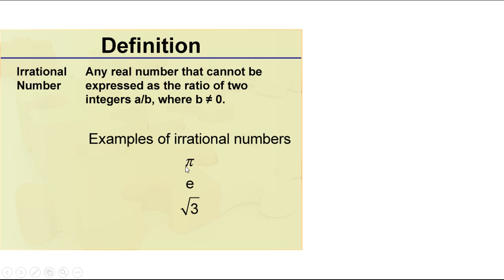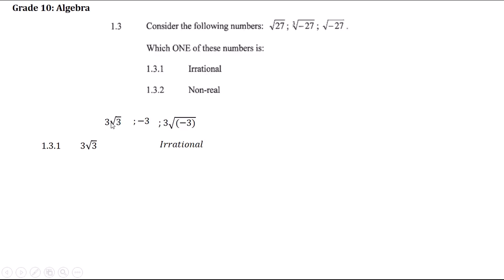So pi is not an integer. E is not an integer. Root 3 is not an integer as well. So this qualifies as what? As irrational numbers. So let's go back. This root 3 is not an integer. That's why it's irrational.